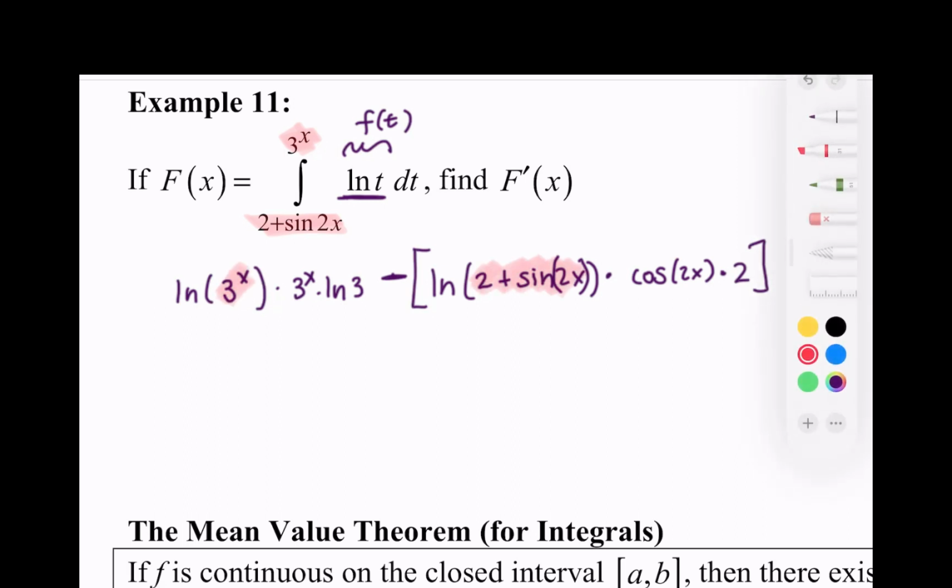Great. So just so you can be sure where everything came from, here are my inputs from the bounds, and then the effects of the chain rule are right here. There's the chain rule, and there's the chain rule. Cool. I'm just going to leave it like that. It's a long mess, but that's okay.